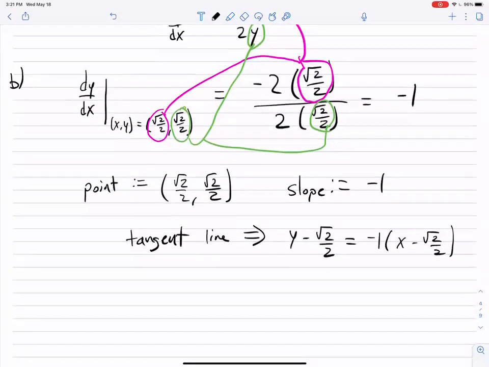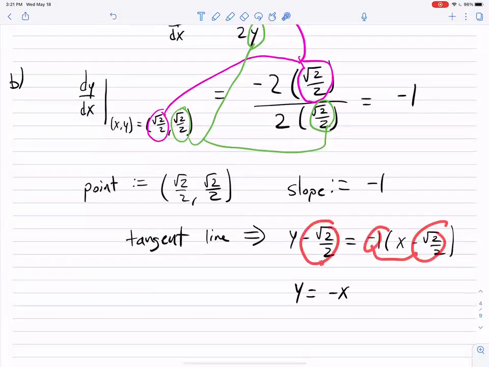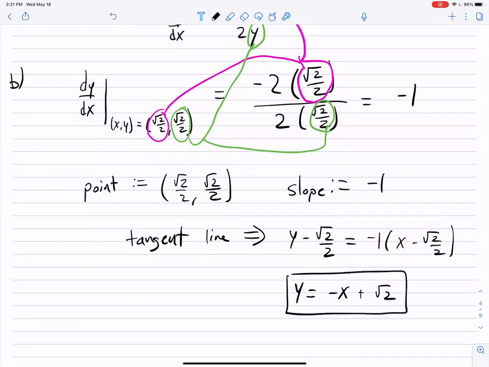And what happens if we solve that? For y, we get y equals -x. And then this becomes positive from that. And then adding that will just give us actually plus √2. And so that is the equation of our tangent line.